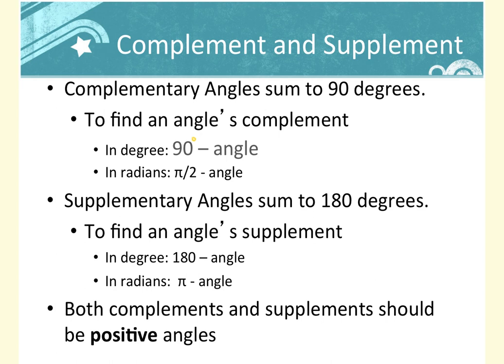And supplementary are angles whose sum is 180 degrees. So if I'm finding the supplement and it's in degrees, I do 180 degrees minus the angle. And if it's in radians, I do the radian version of 180, which is pi, minus the angle. Both complements and supplements have to be positive. So if something is greater than 90, there is no complement. If it's greater than 180, there is no supplement.